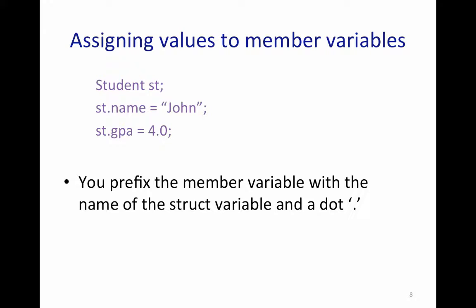Okay, I see a lot of students initially trying to do this. They'll say student.name equals John. And the problem with that is student is a struct declaration. It's a type. The computer has no idea what you're assigning to. It has to be a variable that you assign to. So this is no good.